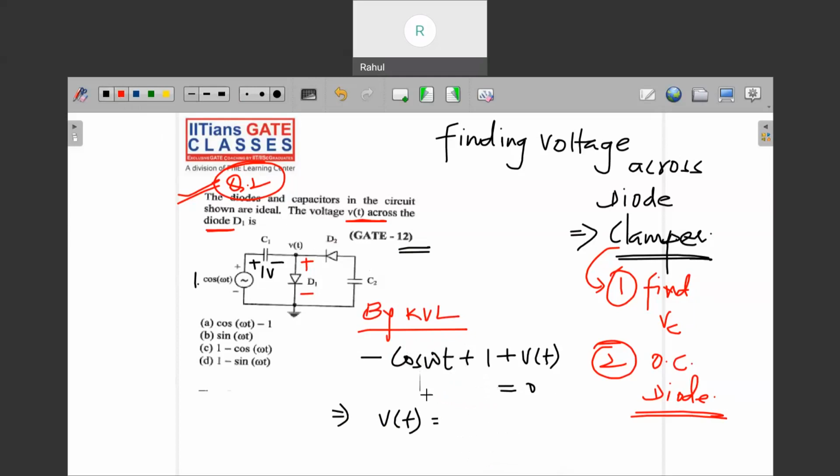Okay. So this will be cos omega t minus 1, right? So which option is going to be correct? Your option A will be correct for this question, right? So this is a very easy question, okay? So you can see, right?